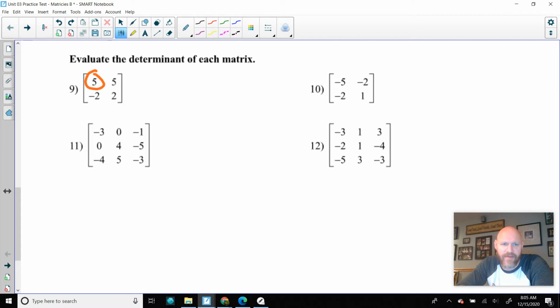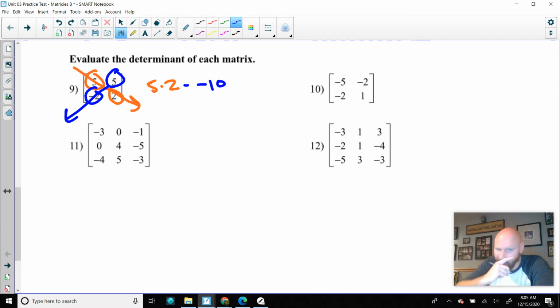I'm going to take number 5 and number 2. I'm going to multiply them together, 5 times 2, and that would be a positive thing because I'm headed this way. Then I'm going to take the 5 and the negative 2, and I'm going backwards now. So I'm going to grab that 5 and negative 2, and I'm going to multiply them. 5 times negative 2 is a negative 10, but I'm going to subtract those. So everything going backwards, we subtract, and going forwards, we add.